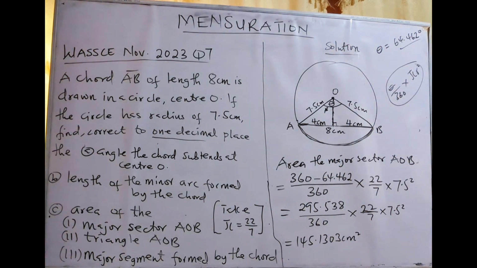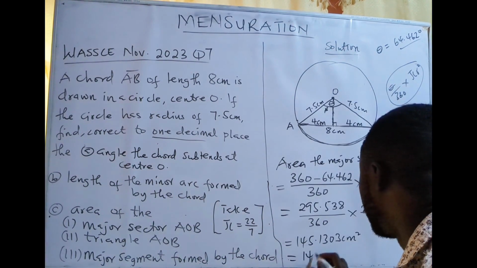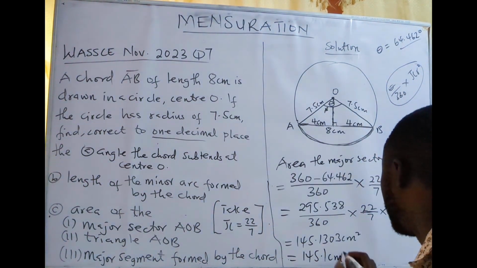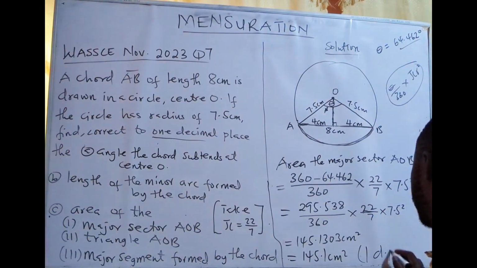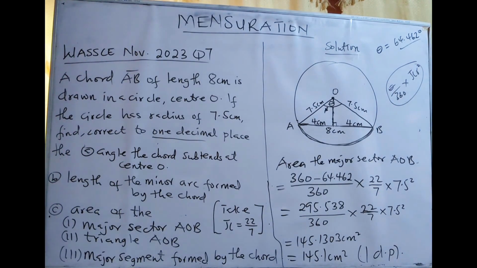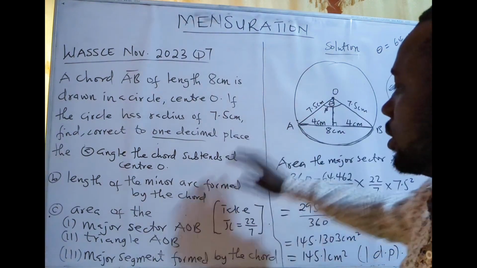Centimeters squared. All right, because it is area. So the area of the major sector, but we're asked to correct to 1 decimal place, so that will be 145.1 centimeters squared. That is to 1 decimal place. So this is the area of the major sector AOB.